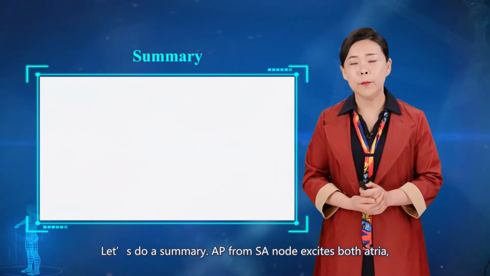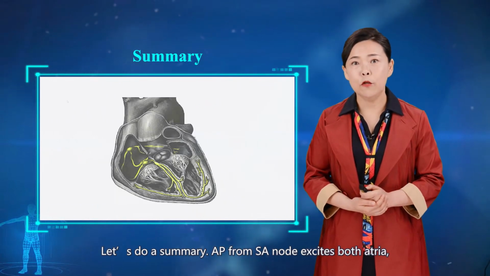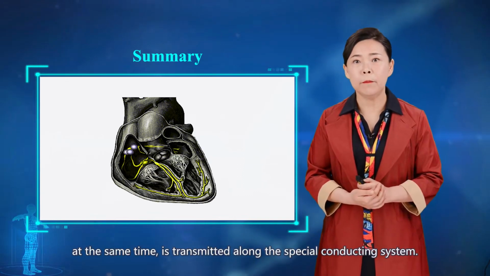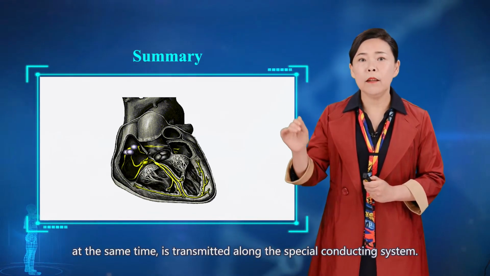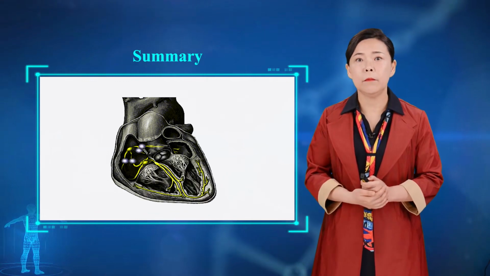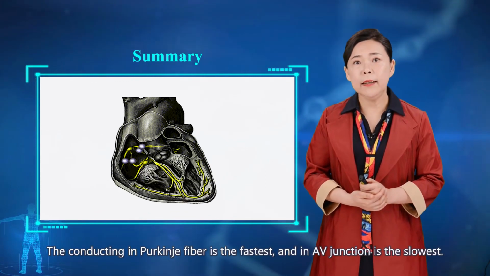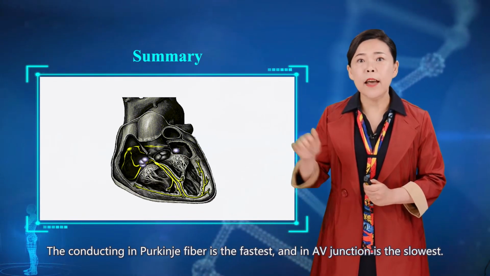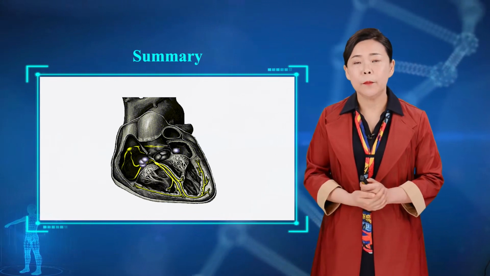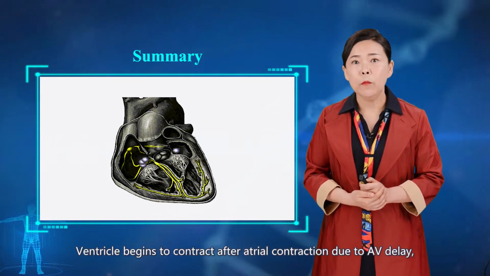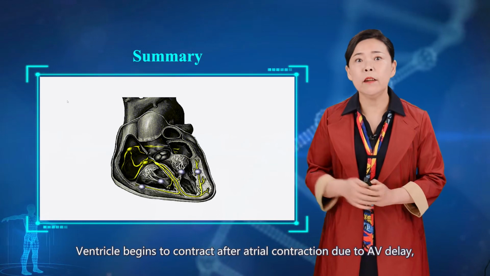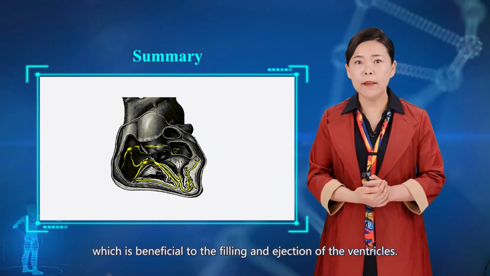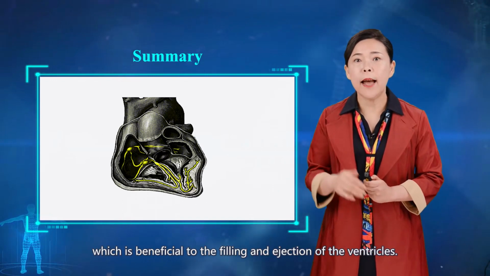Let's do a summary. Action potential from SA node excites both atria at the same time. It is transmitted along the special conducting system. The conducting in Purkinje fiber is the fastest. In the AV junction, it's the slowest. Ventricle begins to contract after atrial contraction due to AV delay, which is beneficial for the filling and the ejection of ventricles.